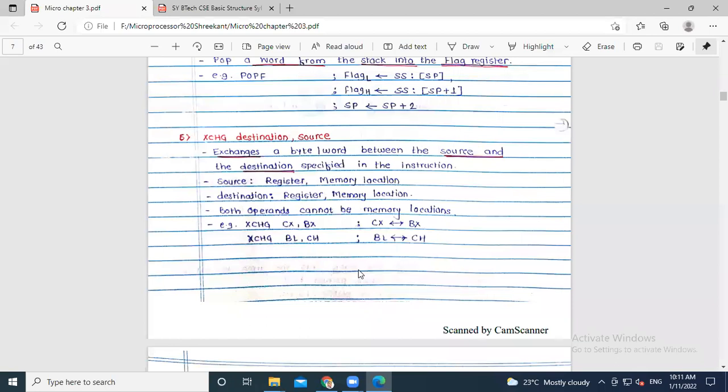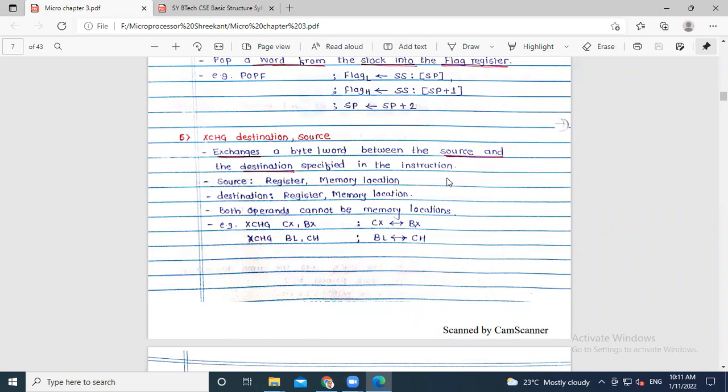Now we'll move to the exchange instruction. In the exchange instruction, there is a destination and a source, because to swap two values, two pieces of data or information, from source to destination or destination to source, we use the exchange instruction. It exchanges a byte or word between the source and the destination specified in the instruction.